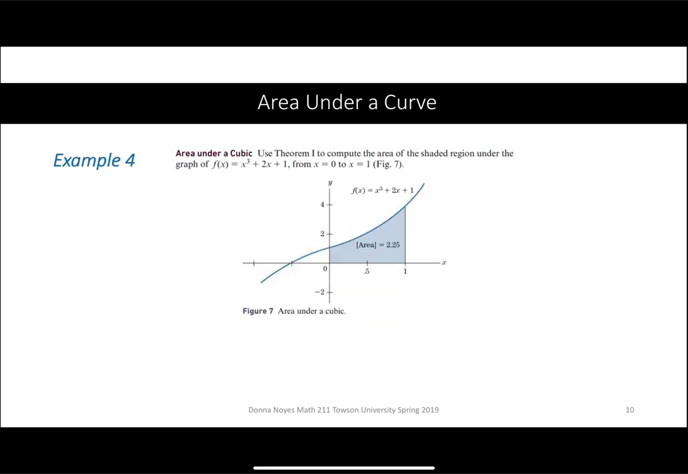Let's try one more. I'd like for you to try this one on your own. You know the area is supposed to be 2.25. I would like for you to pause your video here and see if you can figure out how to set up your integral involving our function f of x equals x cubed plus 2x plus 1 from x equals 0 to x equals 1. And then I want you to come back and see if you got the same solution and in the same way.